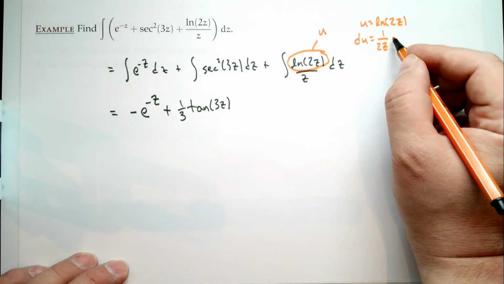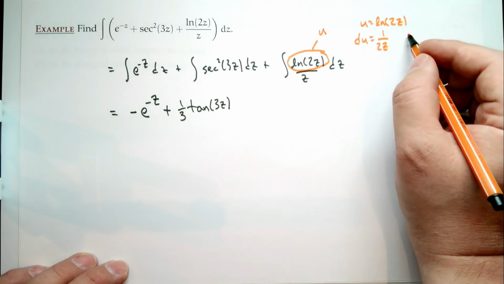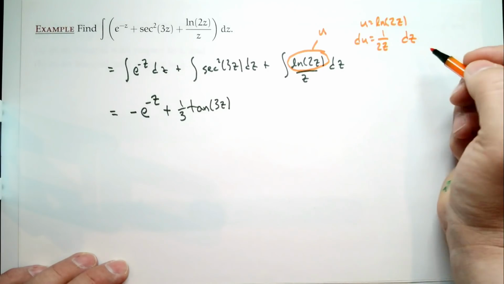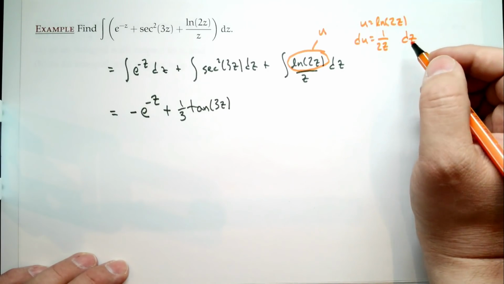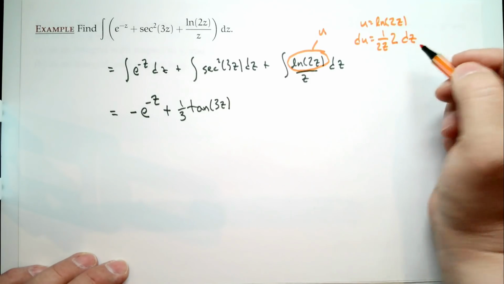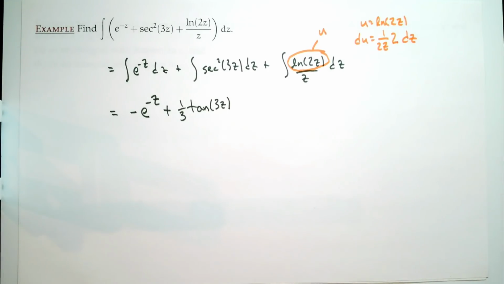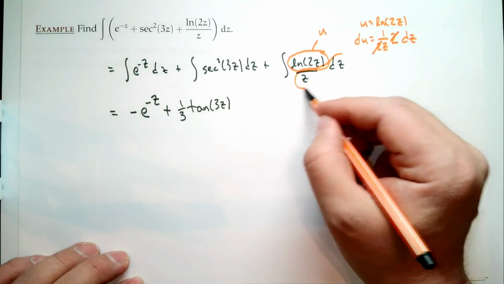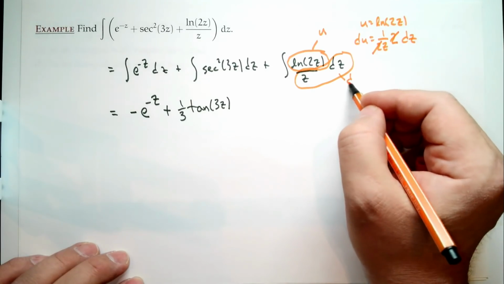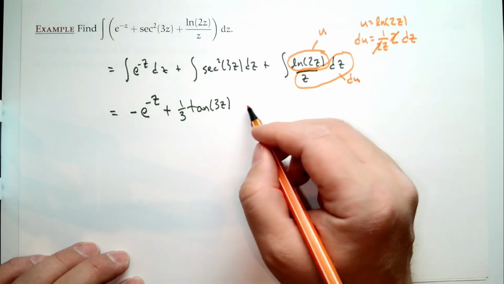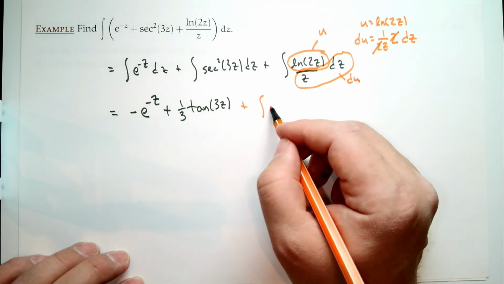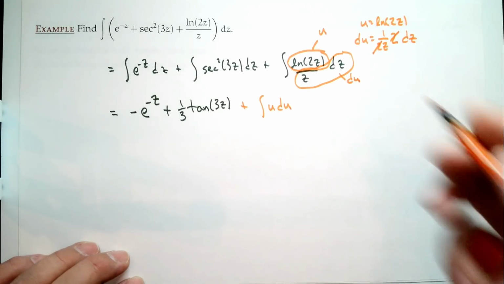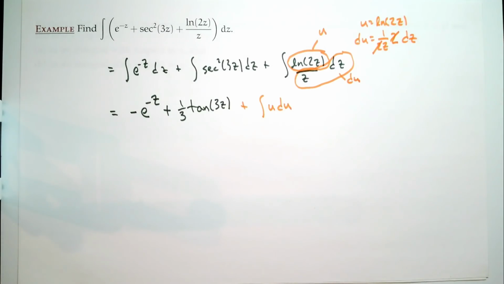Not quite. There's something missing. There's the dz. There's still something missing. Times the 2. Because I need to do the chain rule. So it turns out the derivative of log of 2z is 1 over z dz. In other words, that's my du part. So the third integral, we'll just temporarily write it as u du. And we're going to come back and figure out what u du is.